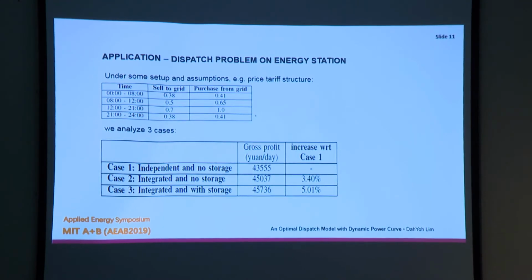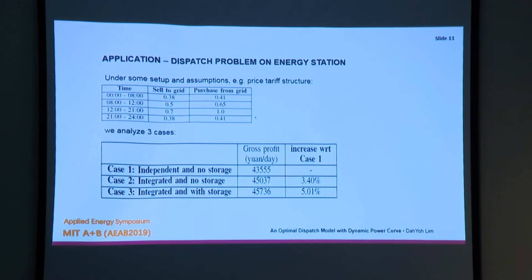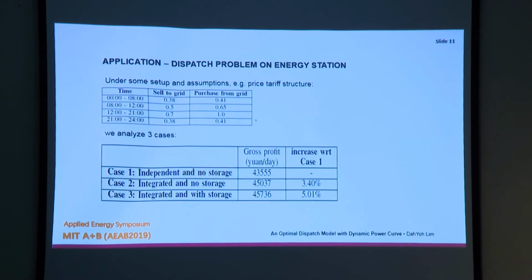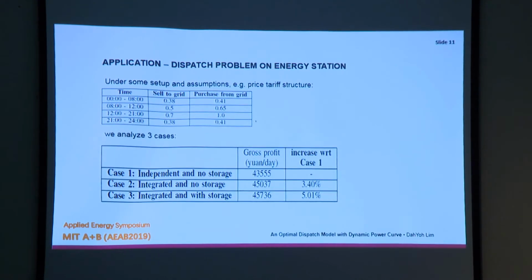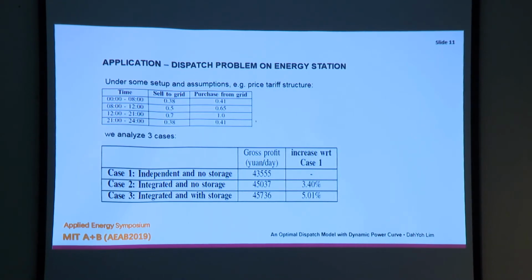And we have some underlying assumptions in this application. For instance, the price tariff structure. John talked earlier about the Guangdong electricity market opening up. And so part of the motivation I didn't talk about earlier for us doing this is to make sure that we're ready when the electric power market opens up. We're ready, that we have some sort of a dispatch model that can guide our decisions on what types of equipment to use and when. So we analyzed 3 cases.